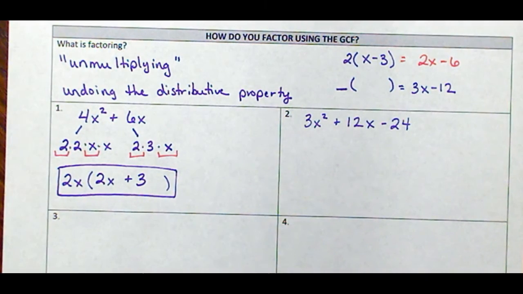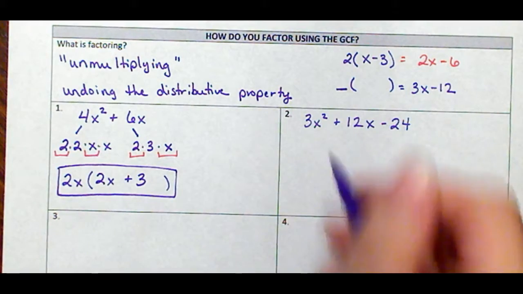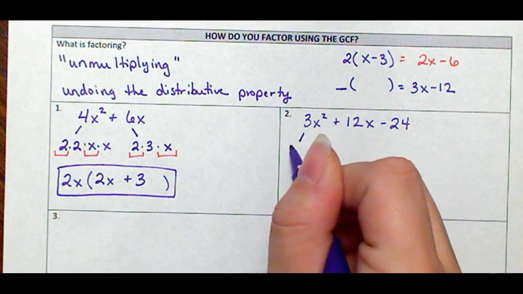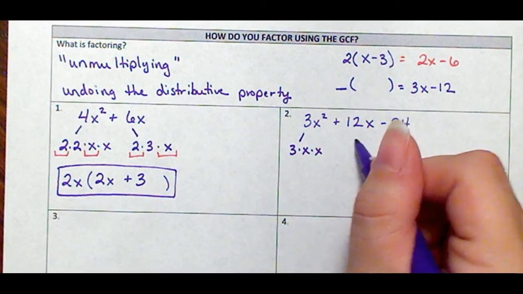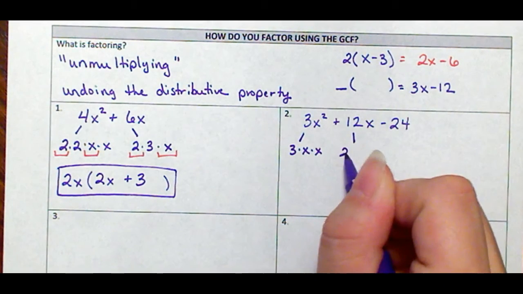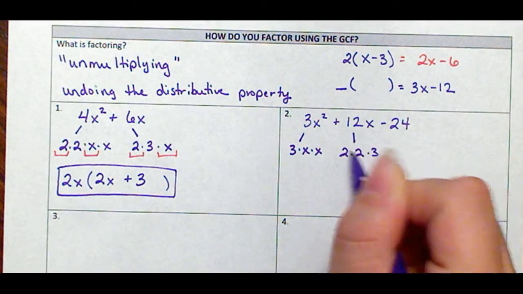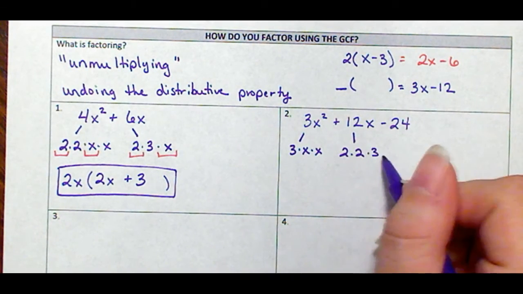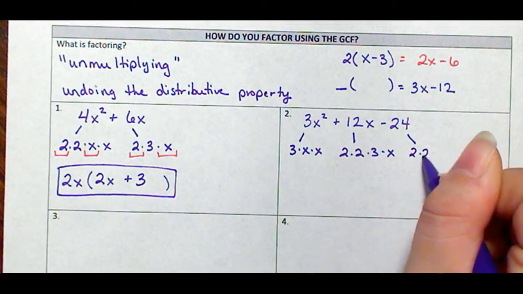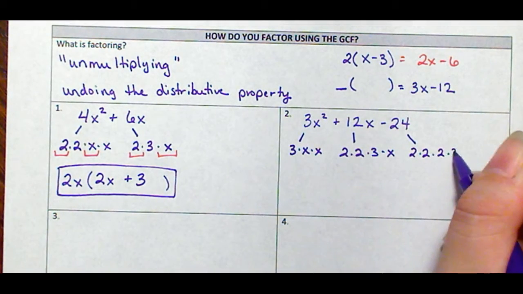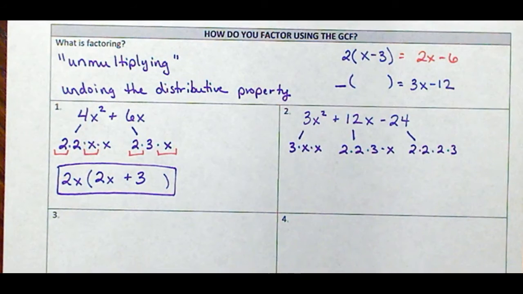So let's look at number 2. Again, we'll factor this out. So 3 is prime, so 3 times x times x. 12, we've done this one a lot. So 2 times 2 times 3, because it's 4 times 3, and 4 is 2 times 2 times x. And then 24, 4 times 6, which is 2 times 2 and 2 times 3. So 2 times 2 times 2 times 3 would be the prime factorization of 24.